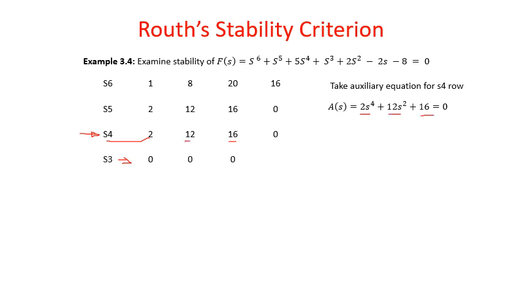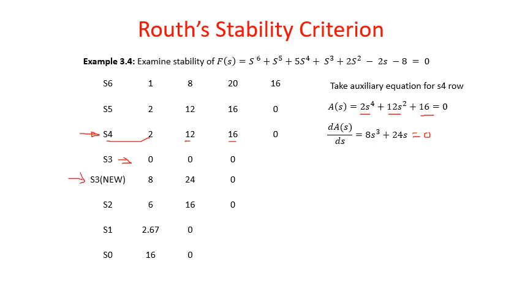Next, differentiate this equation with respect to s, so we get 8s cube plus 24s. Then equate it to 0. Differentiating with respect to s and equating it to 0, then what are you going to do? You are going to prepare a new table, using this one, starting with the s3 row.